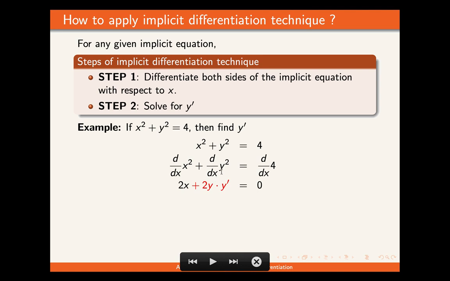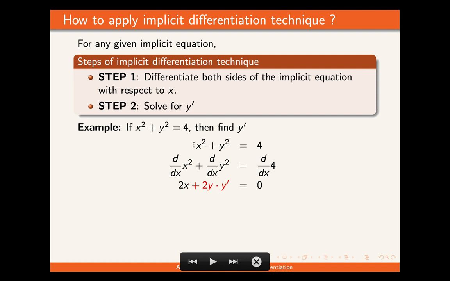Again, since y is a function of x, we have a situation like some function raised to some power, so we can use the chain rule, or precisely the generalized power rule, which is to bring the power down, write down the function as it is, and subtract 1 from the power, so 2 minus 1 will be 1, right? So that's why we have 2y times, because of the chain rule we need to multiply by the derivative of y with respect to x, so that's why we have y prime. And this is equal to the derivative of the constant 4 with respect to x, which is 0. So this is the first step: we differentiate both sides of the implicit equation with respect to x.